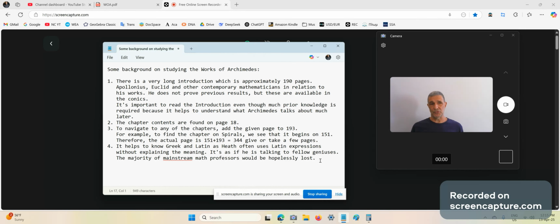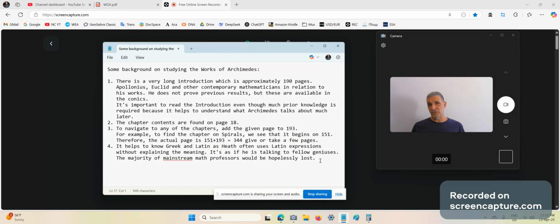Apollonius has proofs of the first three propositions in Quadrature of the Parabola. So it helps to read the introduction, even though much prior knowledge is required, as it helps to understand what he talks about much later. So generally, you're not going to understand everything, but it will help to build somewhat of a foundation, even though it's a very shaky one.